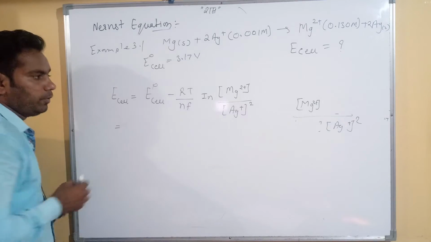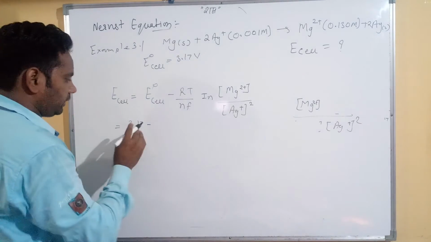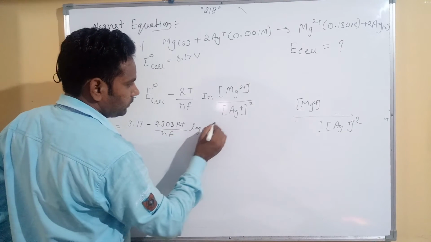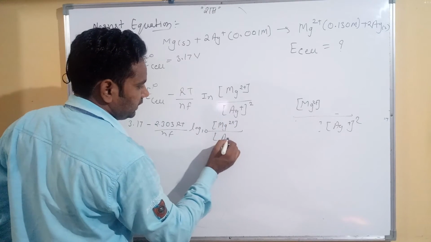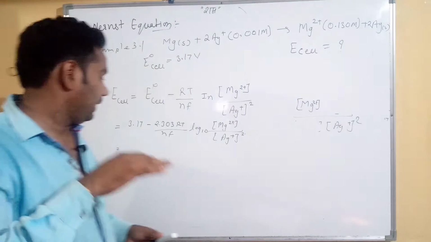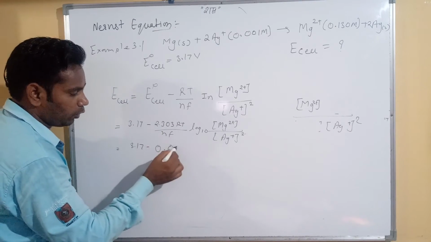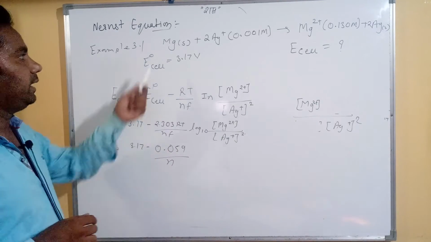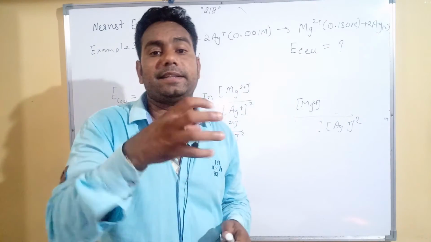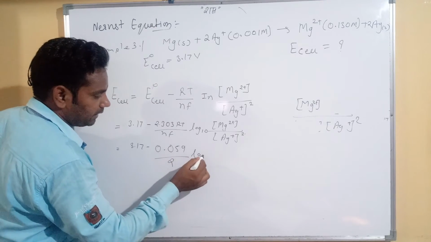Now I put the values of all terms. E0 cell is 3.17 volt minus, first I change ln into log10, so 0.303 RT upon nF log10 [Mg2+] upon [Ag+]2. Then I know the values of R, T, and F, so the answer is 0.059 upon n. Now I need the value of n. Here Mg converts into Mg2+, which means 2 electrons are removed by Mg. And Ag+ converts into Ag, which means 1 Ag accepts 1 electron, so 2 Ag accept 2 electrons. It means n is equal to 2, so we put 2, then log10.